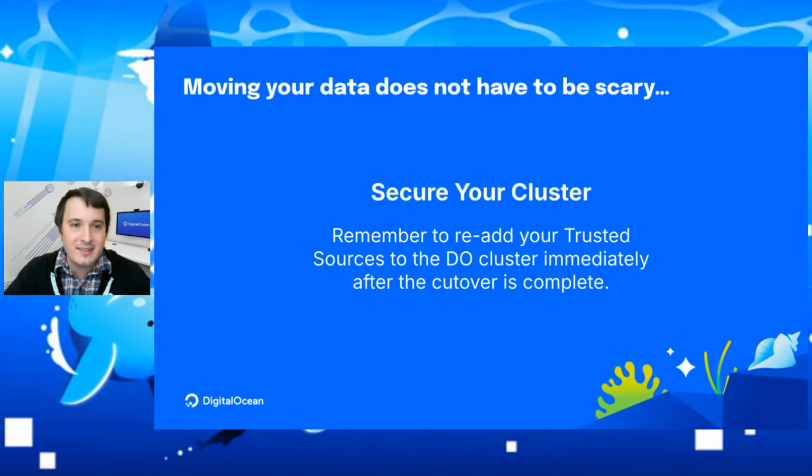And then finally, I gave you advice that I never really want to give you, which is turn off your firewalls earlier on. Once your database, though, is fully replicated and you're using your managed database, re-add your trusted sources. That's what we call our whitelisting firewall rules in managed databases. Make sure you enable those and re-add them so that your database is secure.